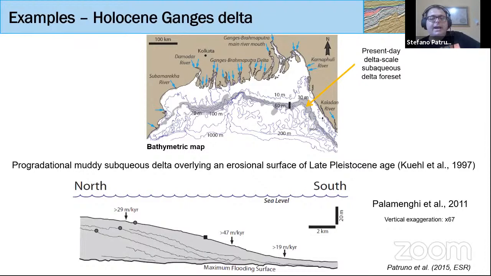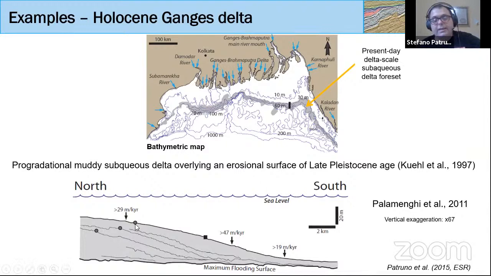So, this is the Ganges River mouth, present day. That's where the subaqueous rollover is situated presently. So that is, I don't know, several tens of kilometers away from the river mouth. And it has been prograding since the attainment of the last highstand, the Holocene highstand, so 6,000 to 7,000 years ago to the present day.